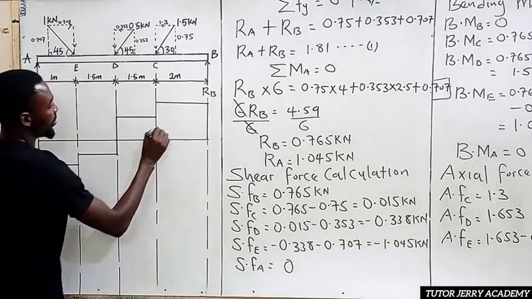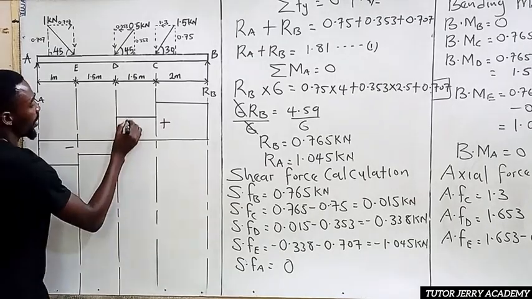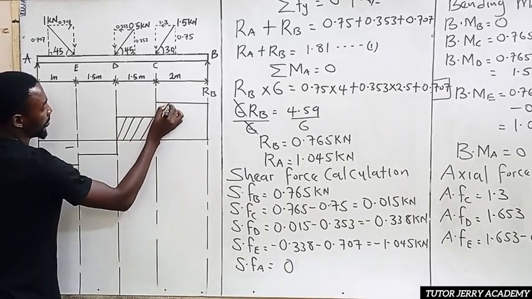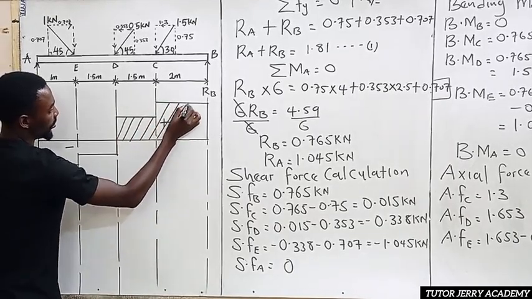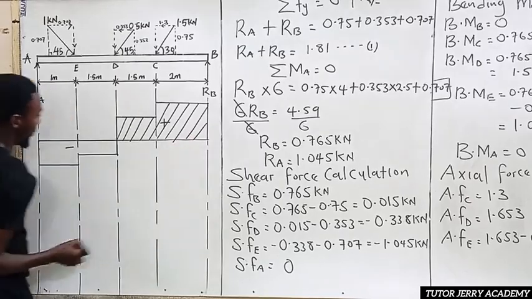So this is positive, while this is what? Negative. So you can shade. All right, and you shade, it brings out the beauty of your work.